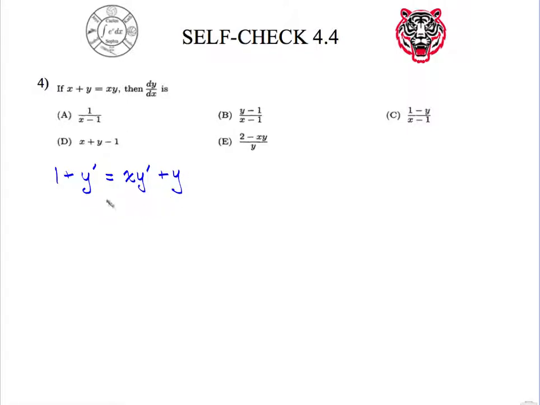Isolating y prime, which side did you choose to put it on? I put them on the right, but yeah, that's what I did too. I subtracted the y prime. So you get 1 is equal to x y prime minus y prime. Then we can subtract the y too. So subtract the y and add it to the 1.